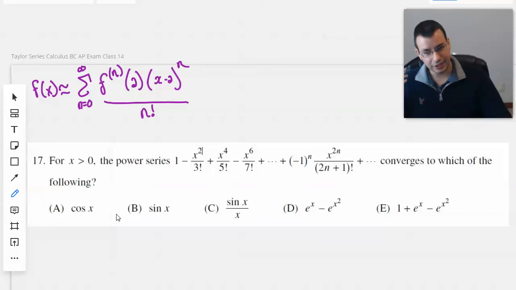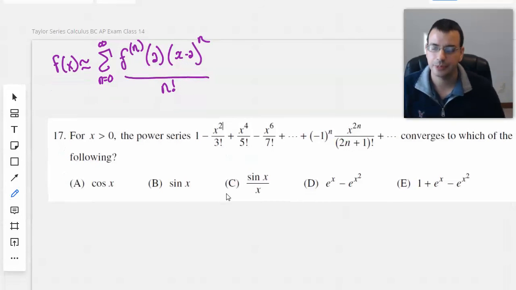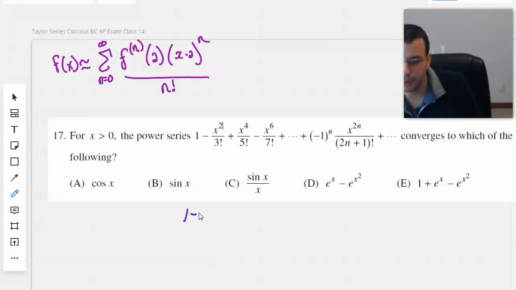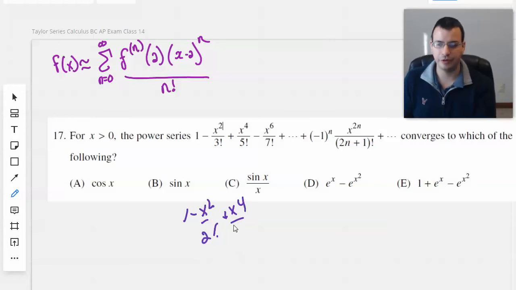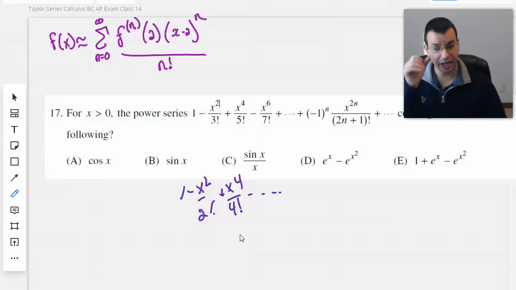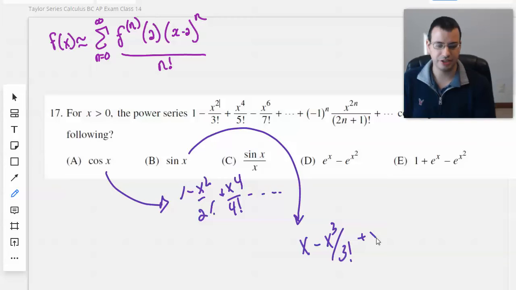So let's see here. Cosine of x, as we know, is 1 minus x squared over 2 factorial plus x to the 4th over 4 factorial minus dot, dot, dot. Okay? Sine of x is x minus x cubed over 3 factorial plus x to the 5th over 5 factorial minus dot, dot, dot.